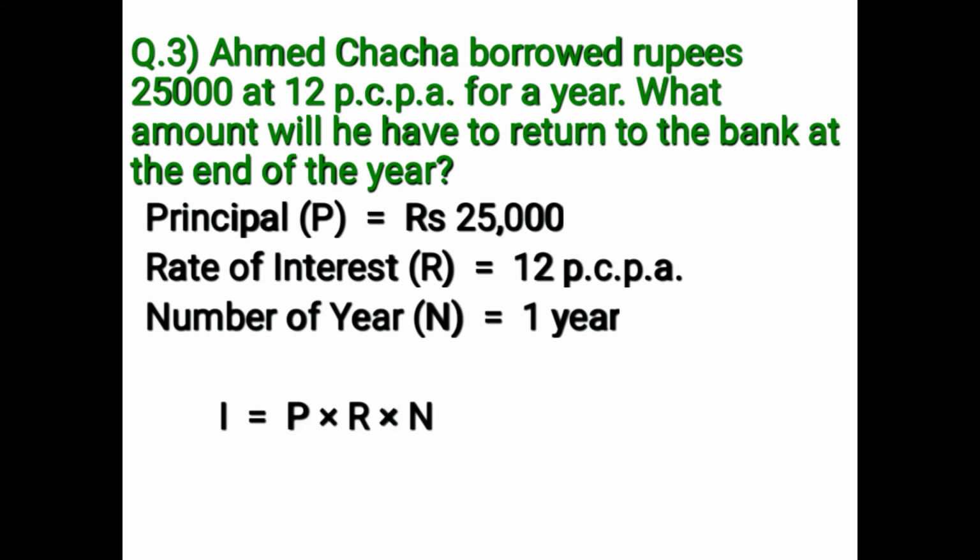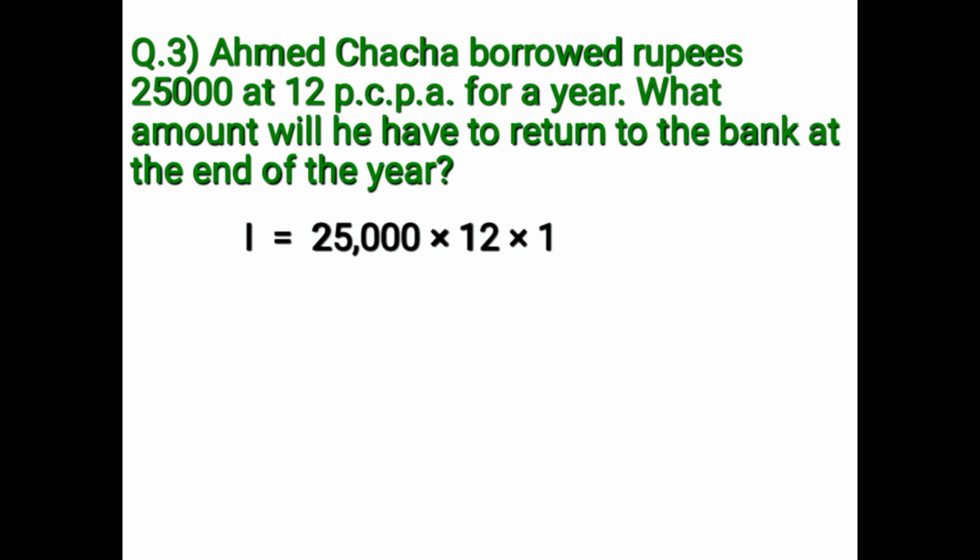Use the interest formula. Interest is equal to P into R into N upon 100. Principal is P, that is rupees 25,000. Rate of interest is 12. Number of years is 1. Interest is equal to 25,000 into 12 into 1 upon 100. Now cancel the zeros. In the denominator 2 zeros are there, so cancel 2 zeros on the denominator and numerator.